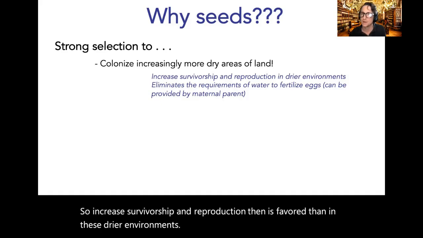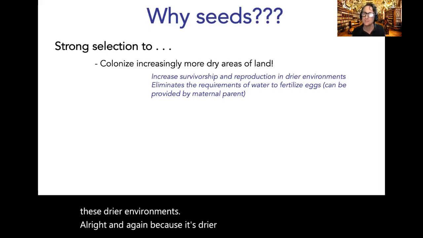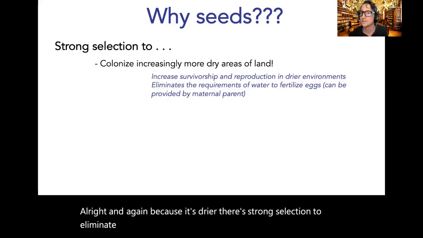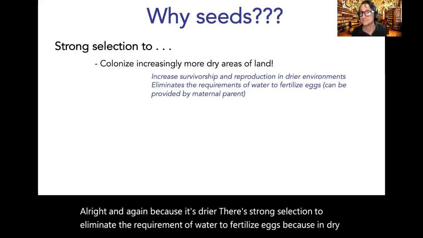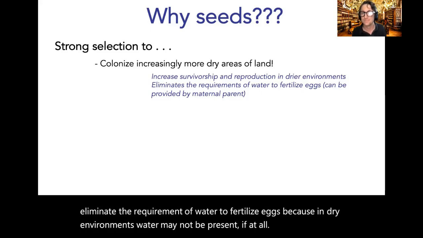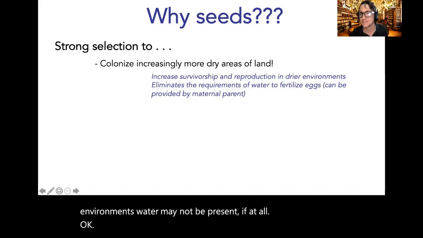And again, because it's drier, there's strong selection to eliminate the requirement of water to fertilize eggs. Because in dry environments, water may not be present, if at all. Right? So how then does selection deal with that? Okay, what traits are favored?